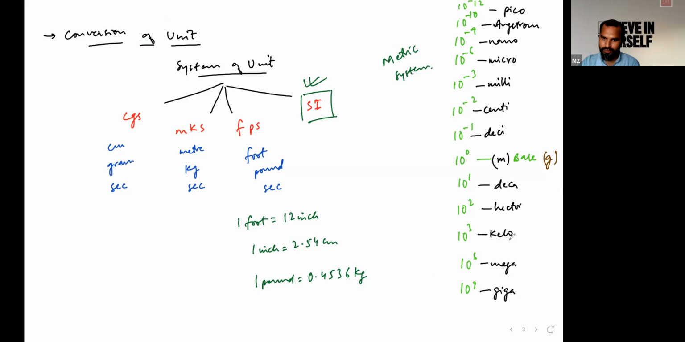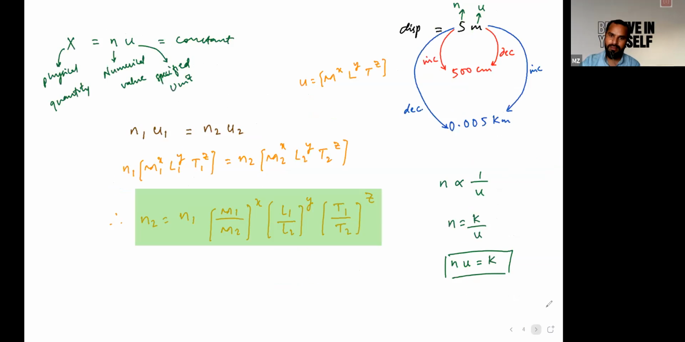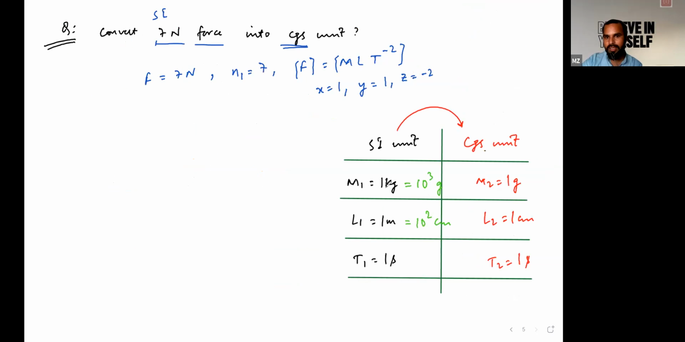And here we have kilo. So on going from this point to this point, we have to multiply by 1,000. Similarly, meter to centimeter, we have to just convert it by 10 to the power 2 and so on. So I have just used that relation. So 1 kg is equal to 1,000 gram and 1 meter is equal to 100 centimeter. And in time, both units are the same.